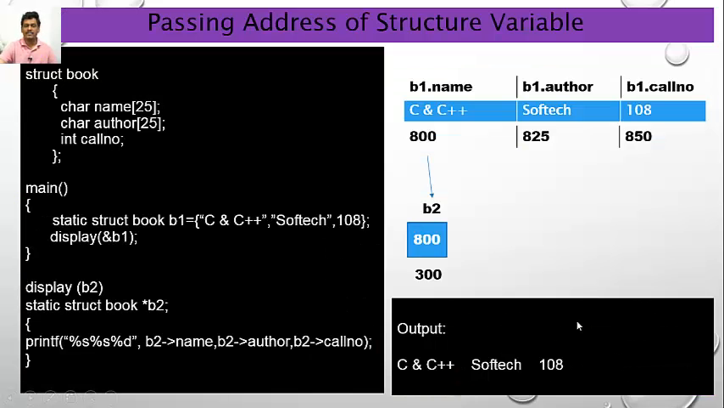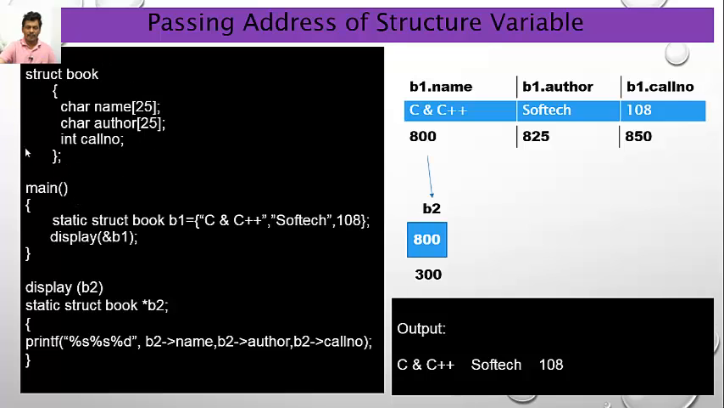Passing address of structure variable. We can pass the address. In previous sessions, we passed the structure elements element by element. Then we passed the entire structure to the function. Here we pass the address of a structure variable, that is called by reference. So this program calls the function by reference. So here we pass the address.